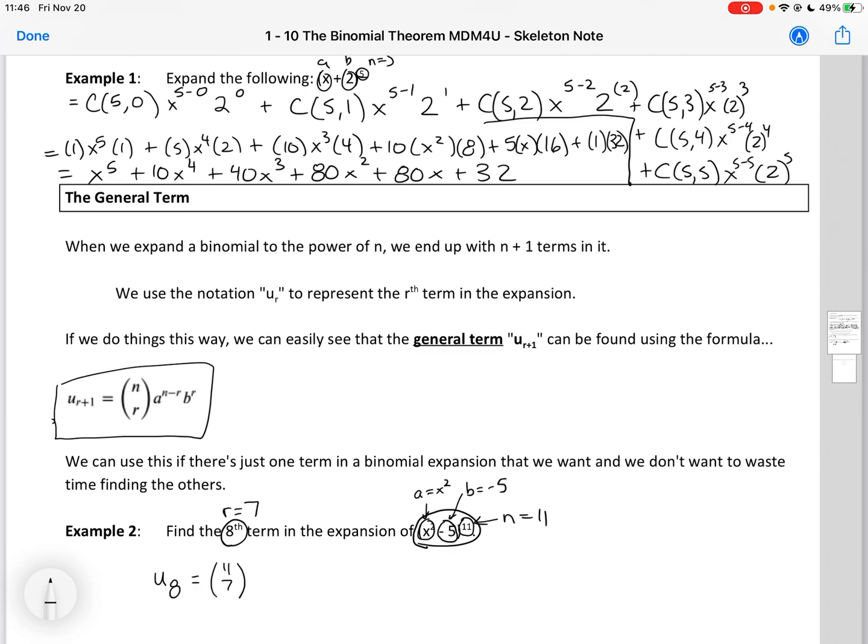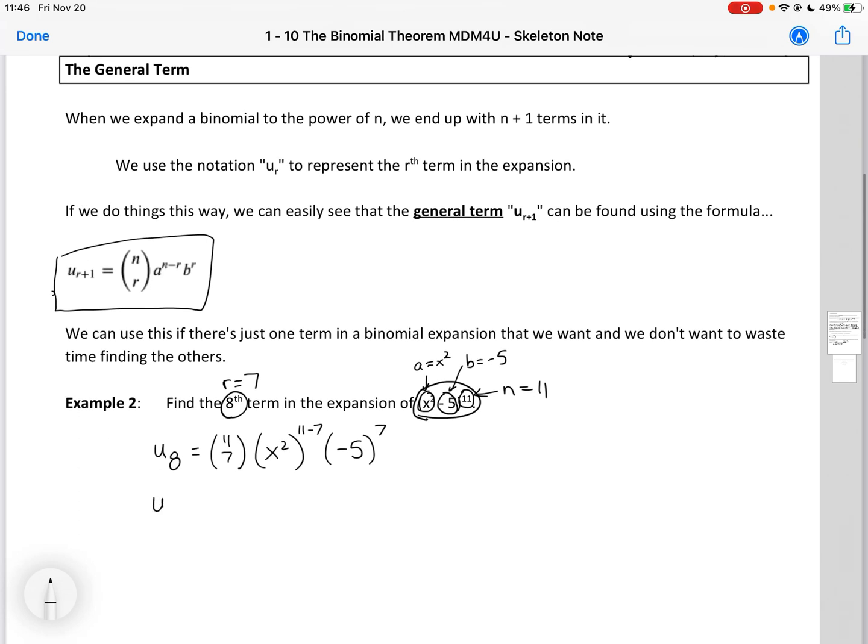So I know that I would have 11 choose 7, a raised to the exponent of n minus r, or 11 minus 7. And then I'm going to multiply by b raised to the exponent r. So now I've got an expression that I can simplify using my calculator.